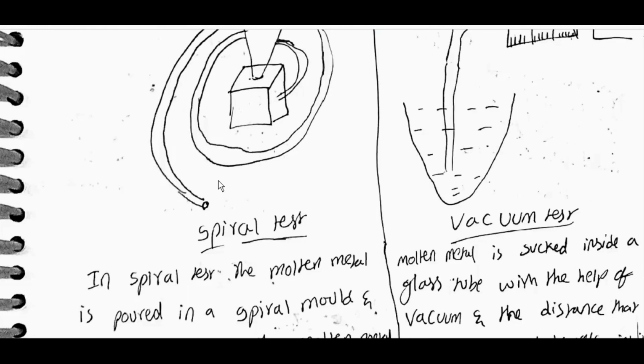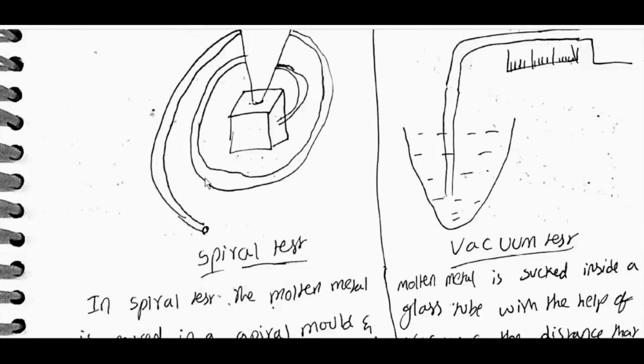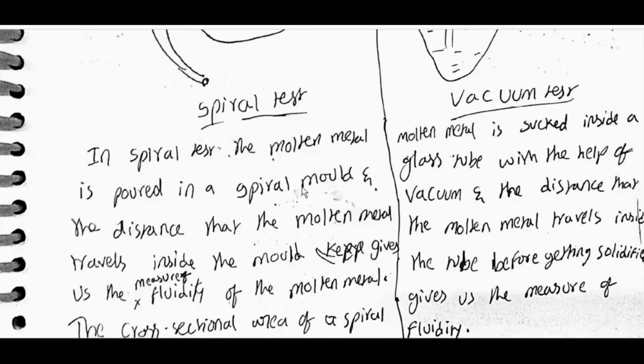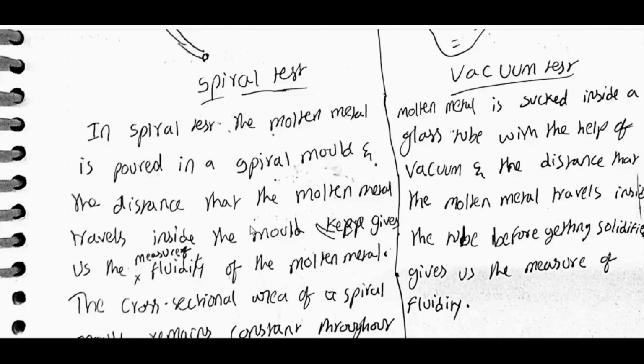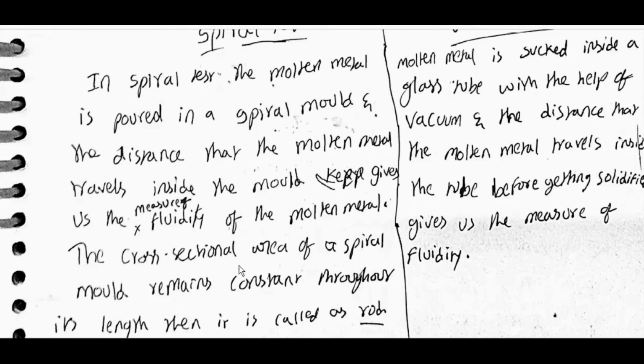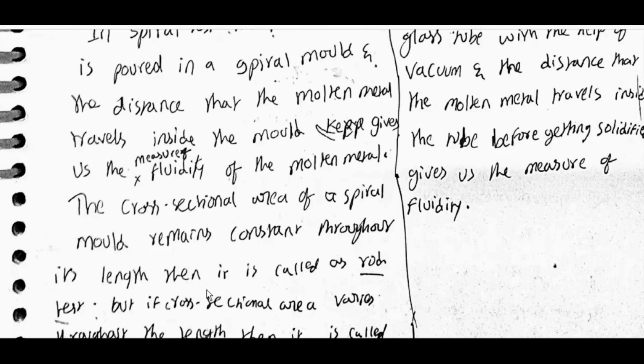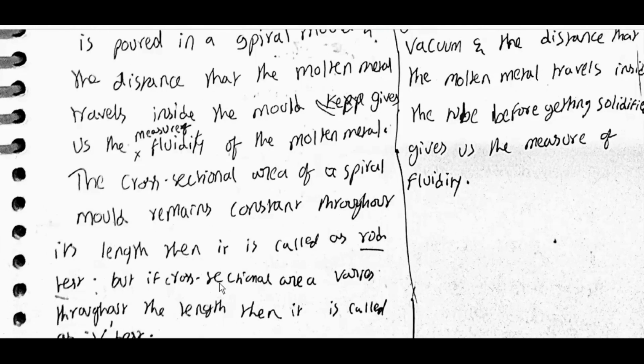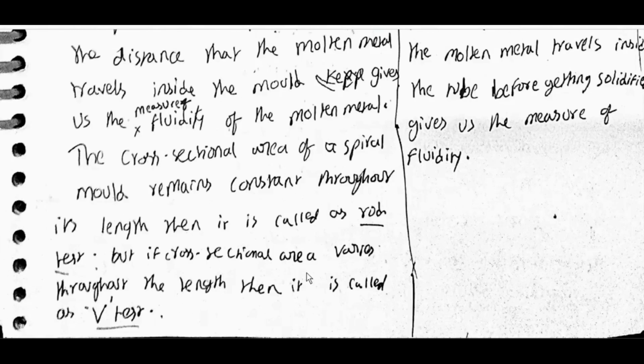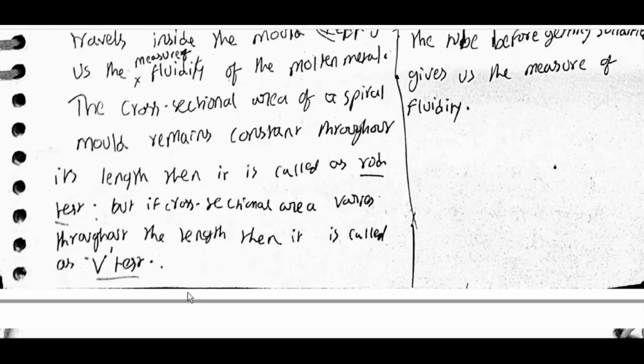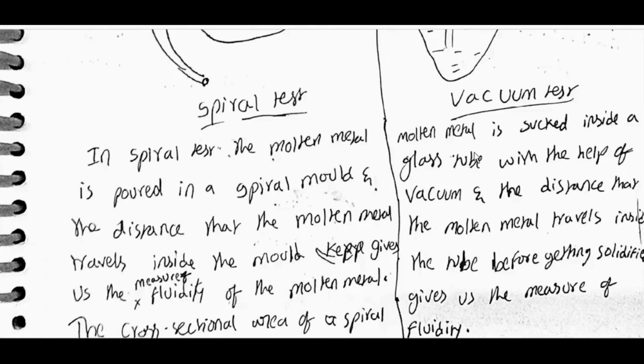Fluidity test, spiral test. In the spiral test, the molten metal is poured in a spiral mold and the distance that the molten metal travels inside the mold gives us a measure of fluidity of the molten metal. If the cross-sectional area of the spiral mold remains constant throughout its length, then it is called a rod test, but if the cross-sectional area varies throughout the length, then it is called a V test.